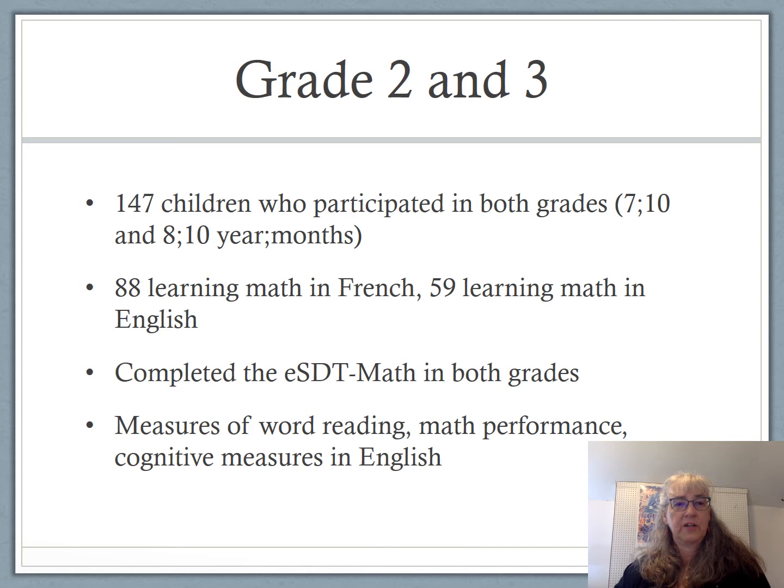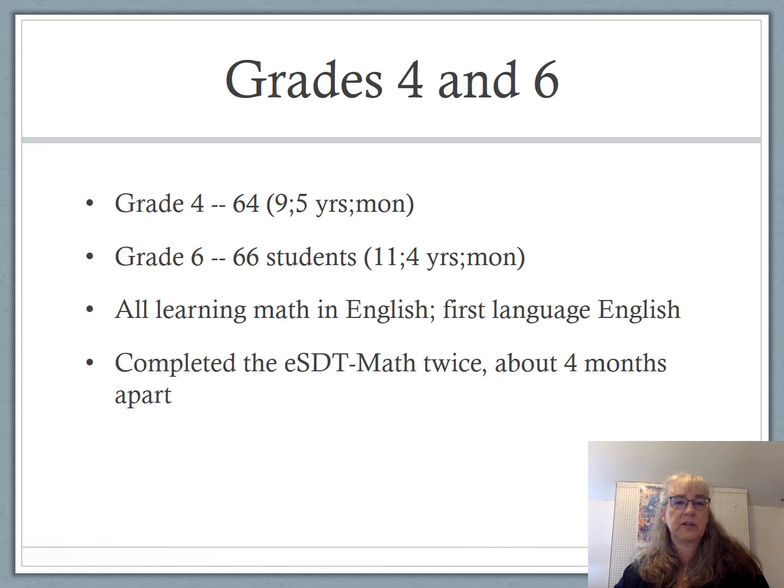In one set, 147 children participated in grades 2 and 3. 88 of these children were learning math in French, 59 were learning math in English. They completed the ESDT math in both grades, and they also completed measures of word reading, math performance, and cognitive measures all in English. The children also completed measures in French, but I'm not going to talk about them today. The other set of data that I'll talk about briefly included children in grades 4 and 6. All of these children were learning math in English, and for the majority of them, their first language was also English. They completed the ESDT math twice, about 4 months apart.